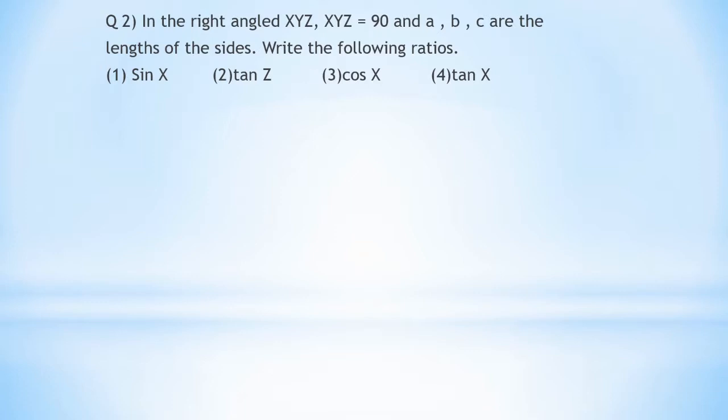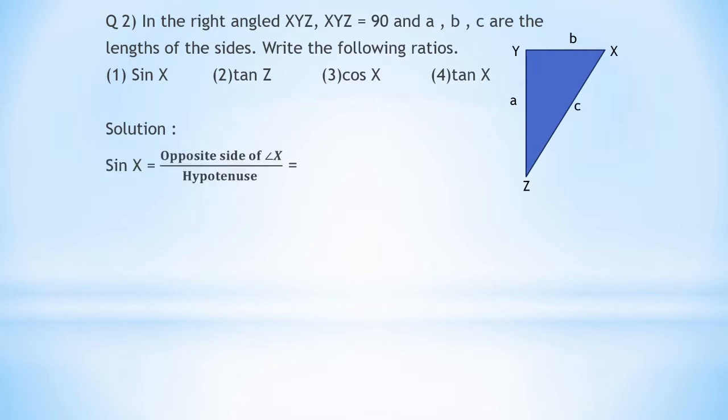The second question says, in the right angle triangle XYZ, angle Y is 90 degrees and A, B and C are the lengths of the sides. Write the following ratios, that is sin X, tan Z, cos X and tan X. Let us begin with the solution.